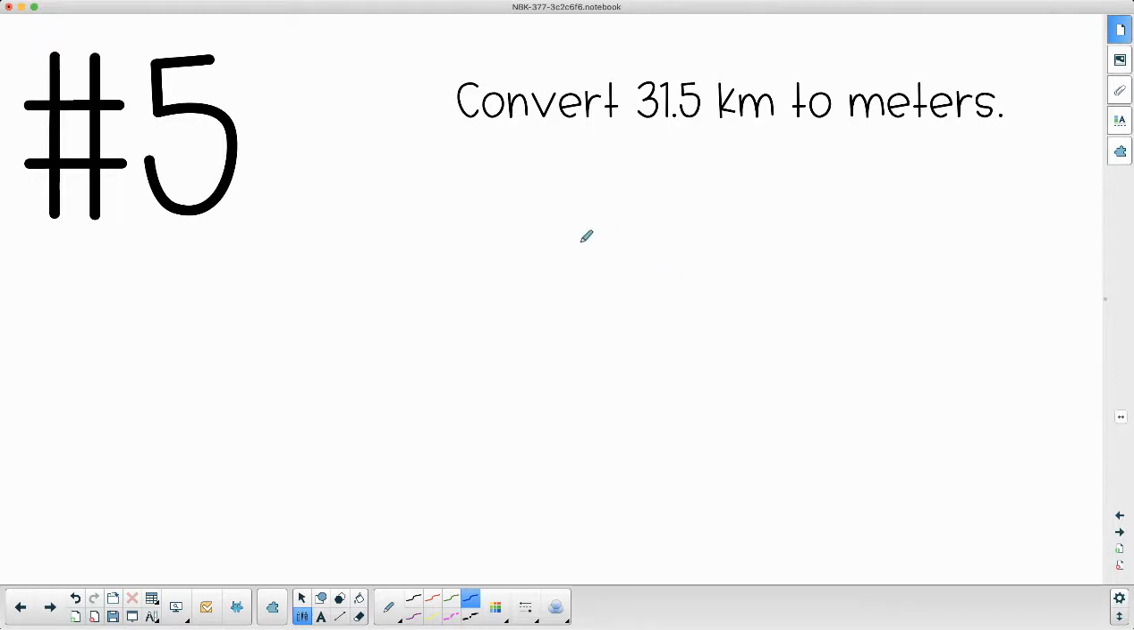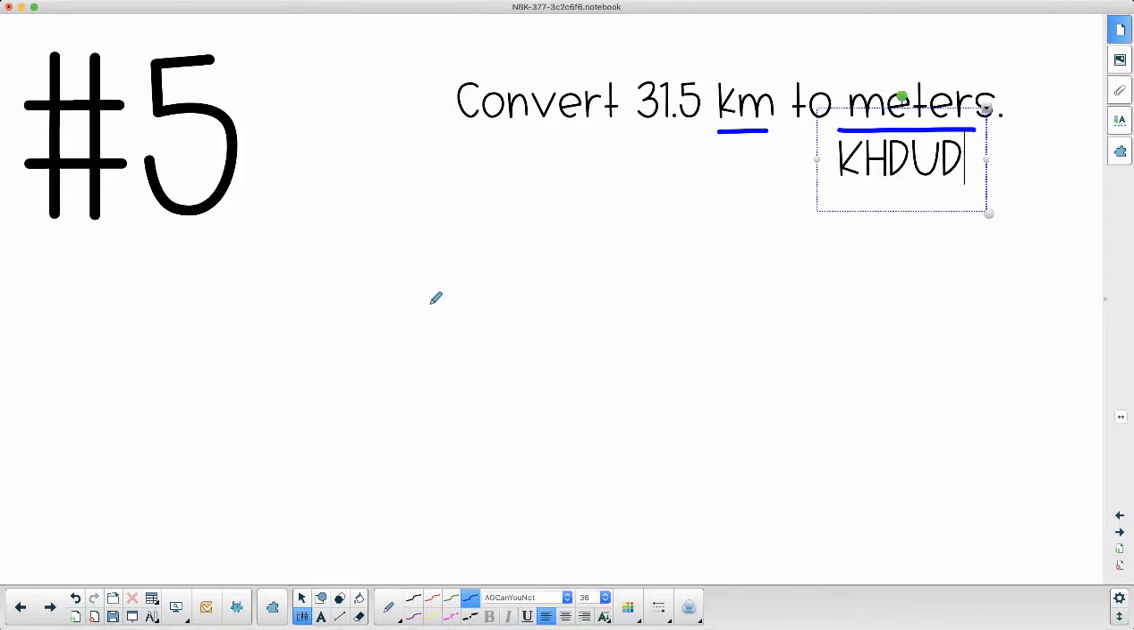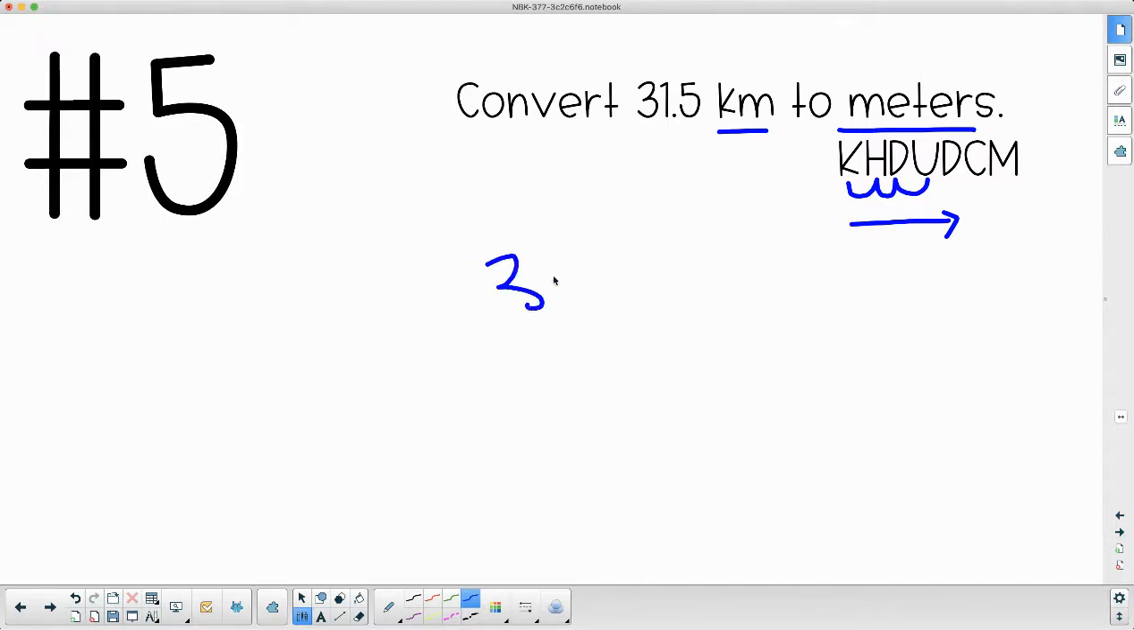Number 5 is converting kilometers to meters. So that is a King Henry doesn't usually drink chocolate milk problem. So what we'll do is start here at our kilometers and move over to the meters. 1, 2, 3 places to the right. So notice your decimal is here. So we need to move 1, 2, 3 places to the right, and we fill in these extra bubbles with zeros.